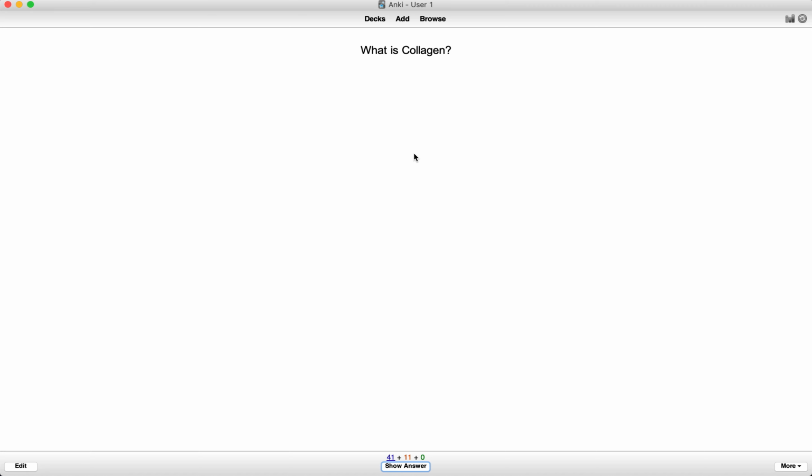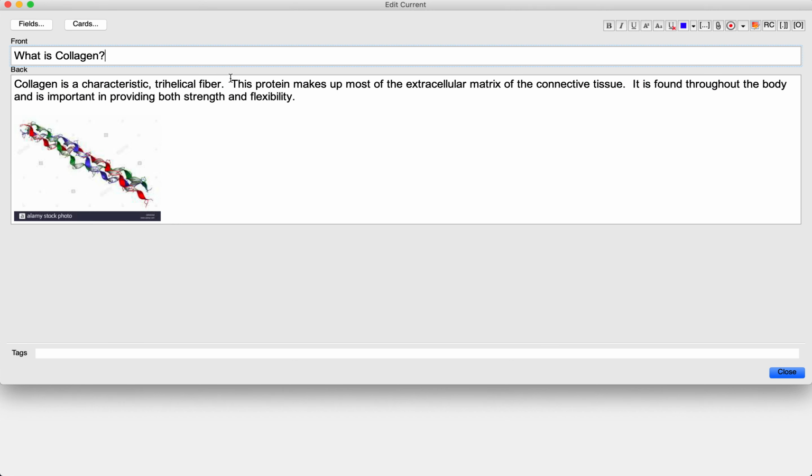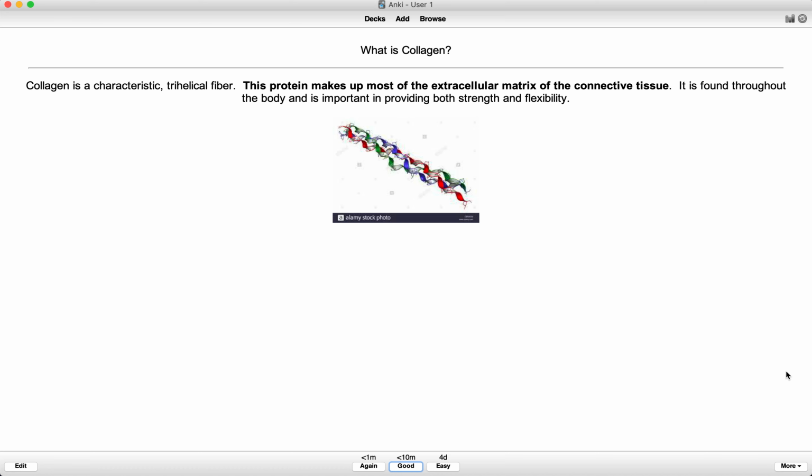Collagen. I think these are involved in extracellular matrices. Yeah. It makes up most of the extracellular connectivity found throughout the body. I think the important part here is making up the extracellular matrix. Collagen is the protein that makes up most of the extracellular matrix of the connective tissue.